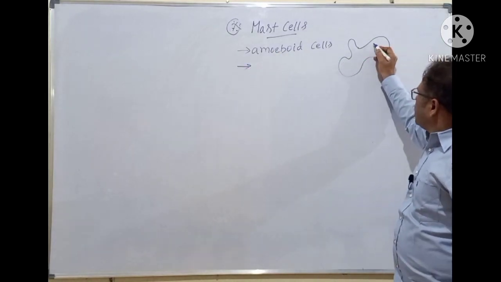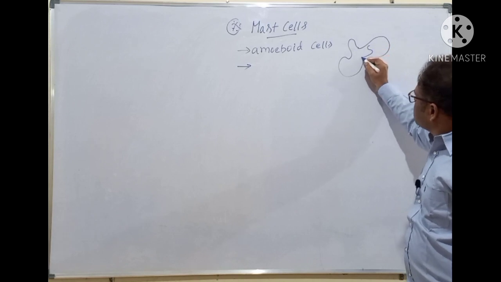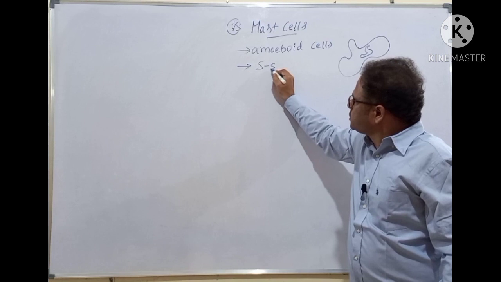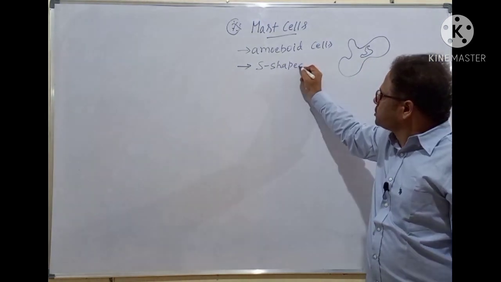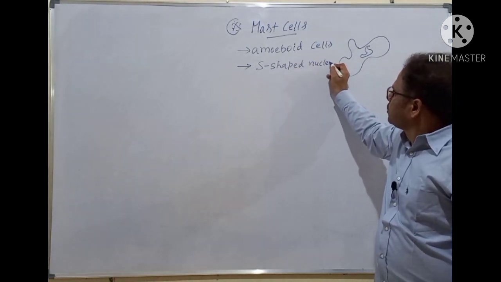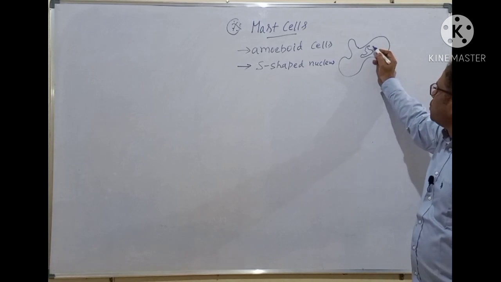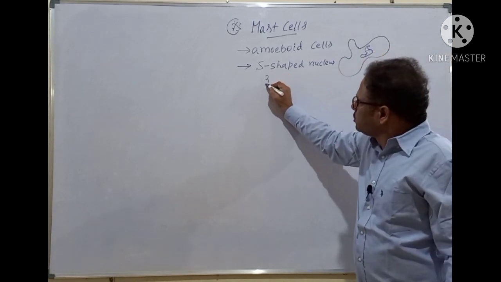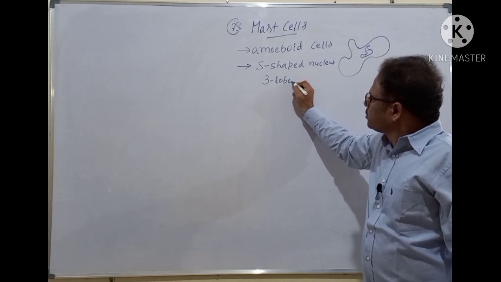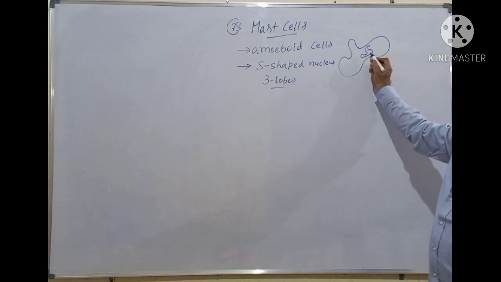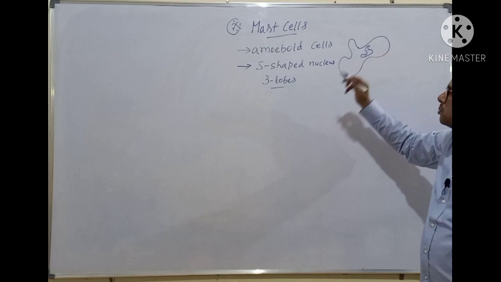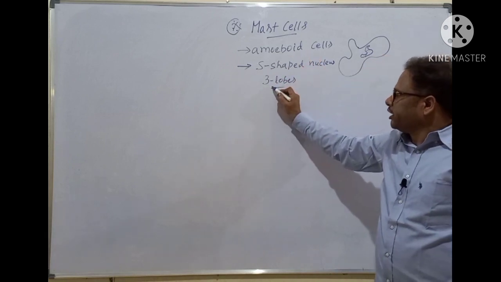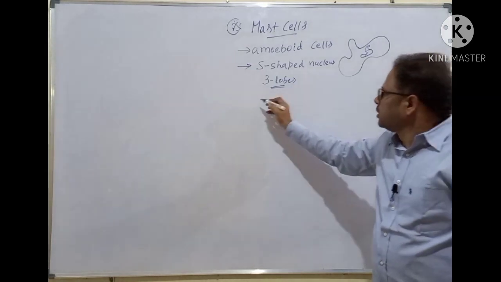The nucleus is S-shaped. They consist of an S-shaped nucleus. And this nucleus contains three lobes. How many lobes are there? Three lobes. A trilobed nucleus is there, divided into three lobes. Amoeboid cells, S-shaped nucleus, their nucleus divided into three lobes.